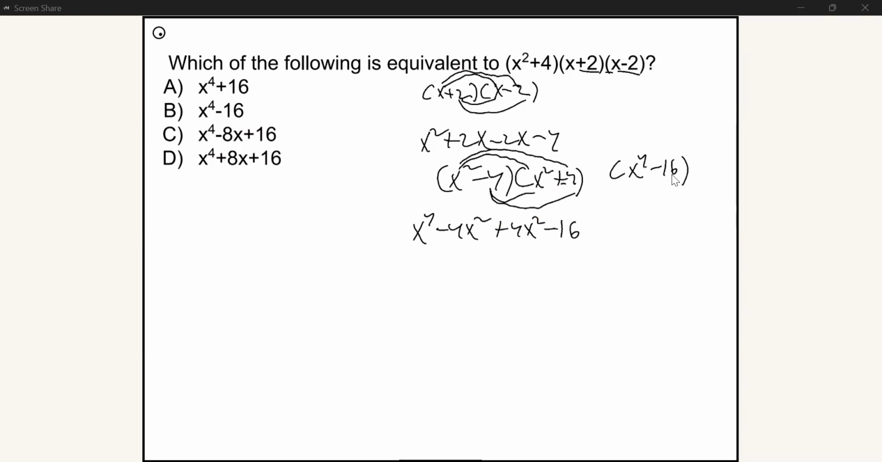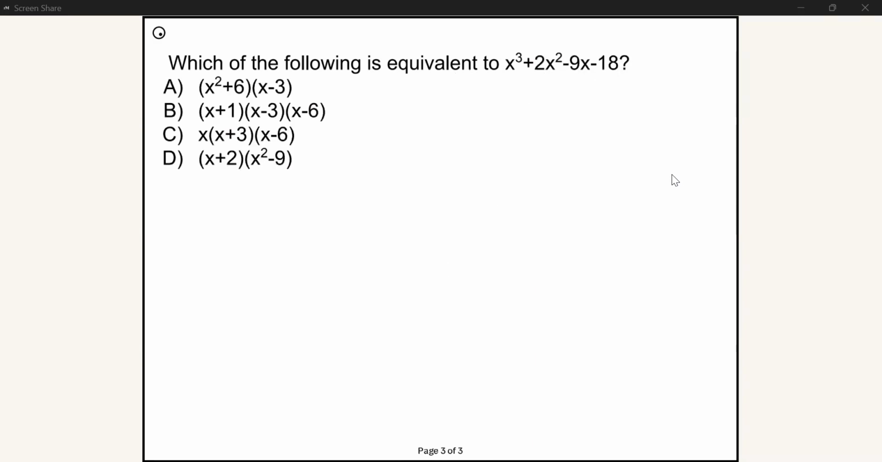Apologies again for my awful fours. One day I will write beautiful fours. You get x to the 4th minus 16, which is B. Lovely. All right, and last one for today.